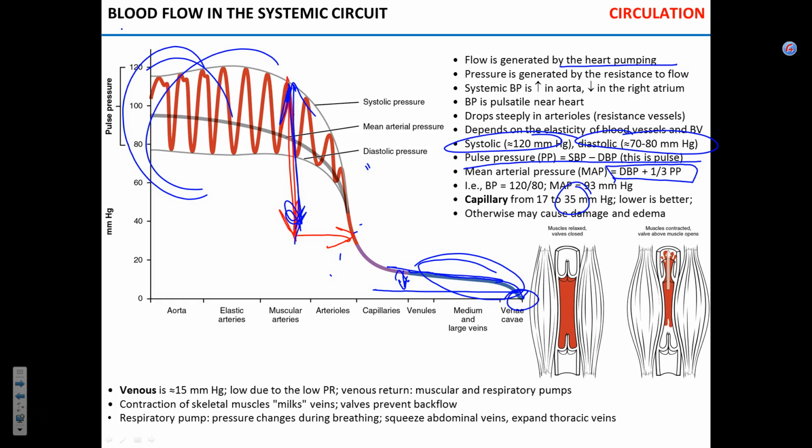Say somebody has 120 over 80. What's the diastolic pressure? Simple question. 80. Pulse pressure? 120 over 80, the difference is 120 minus 80, which gives you what? 40. Now 1/3 of 40 is about 13. Does that make sense? 80 plus 13 gives you a mean arterial pressure of 93. Just a convenient parameter to compare. Got it?